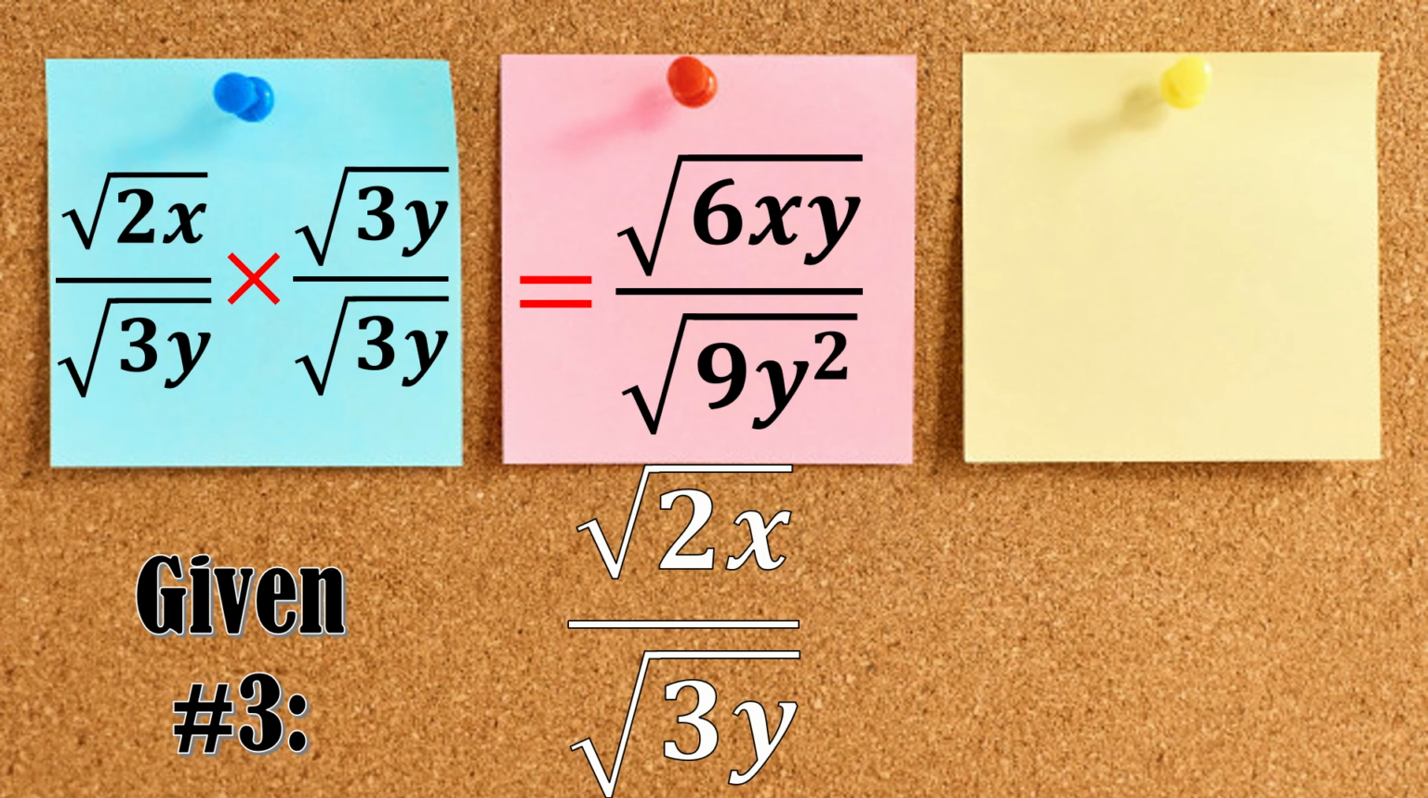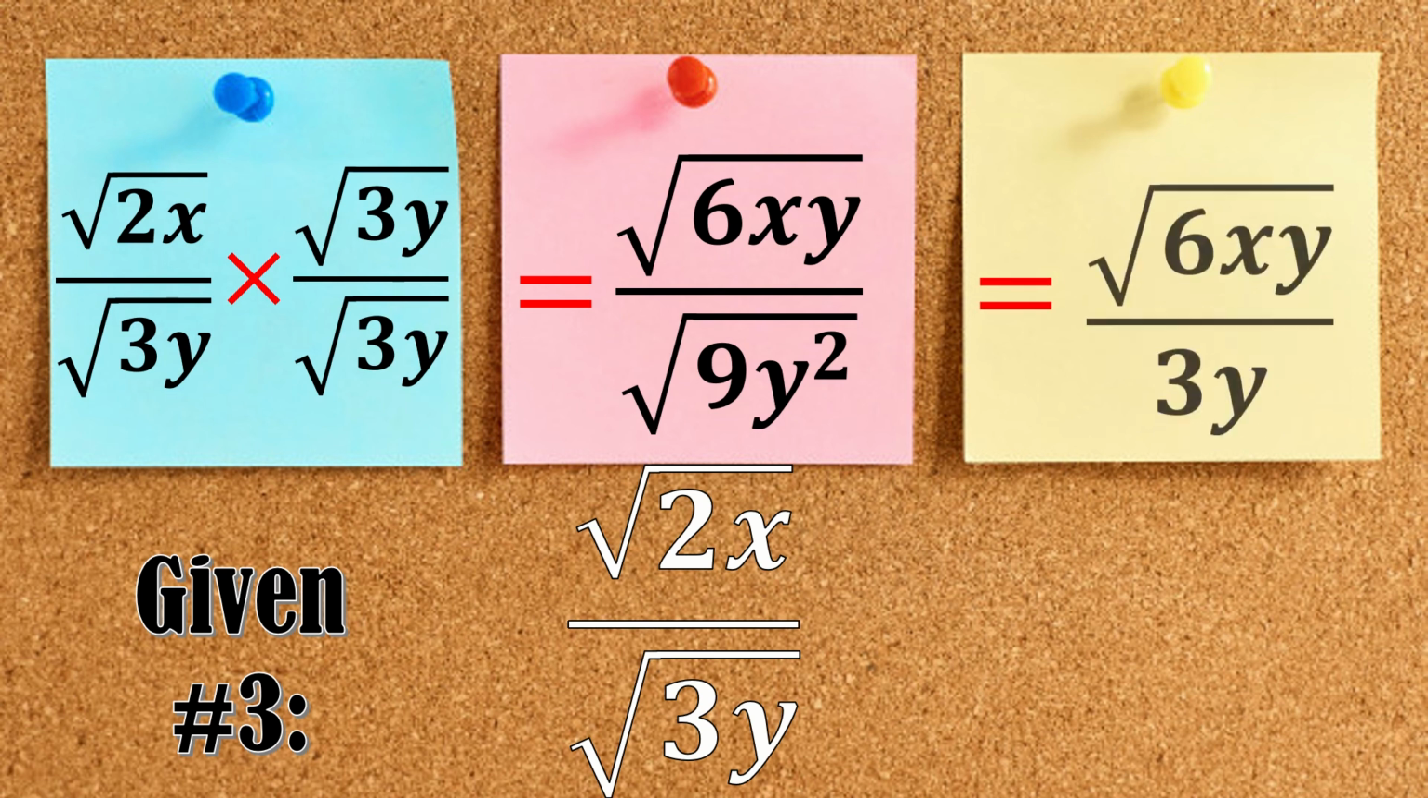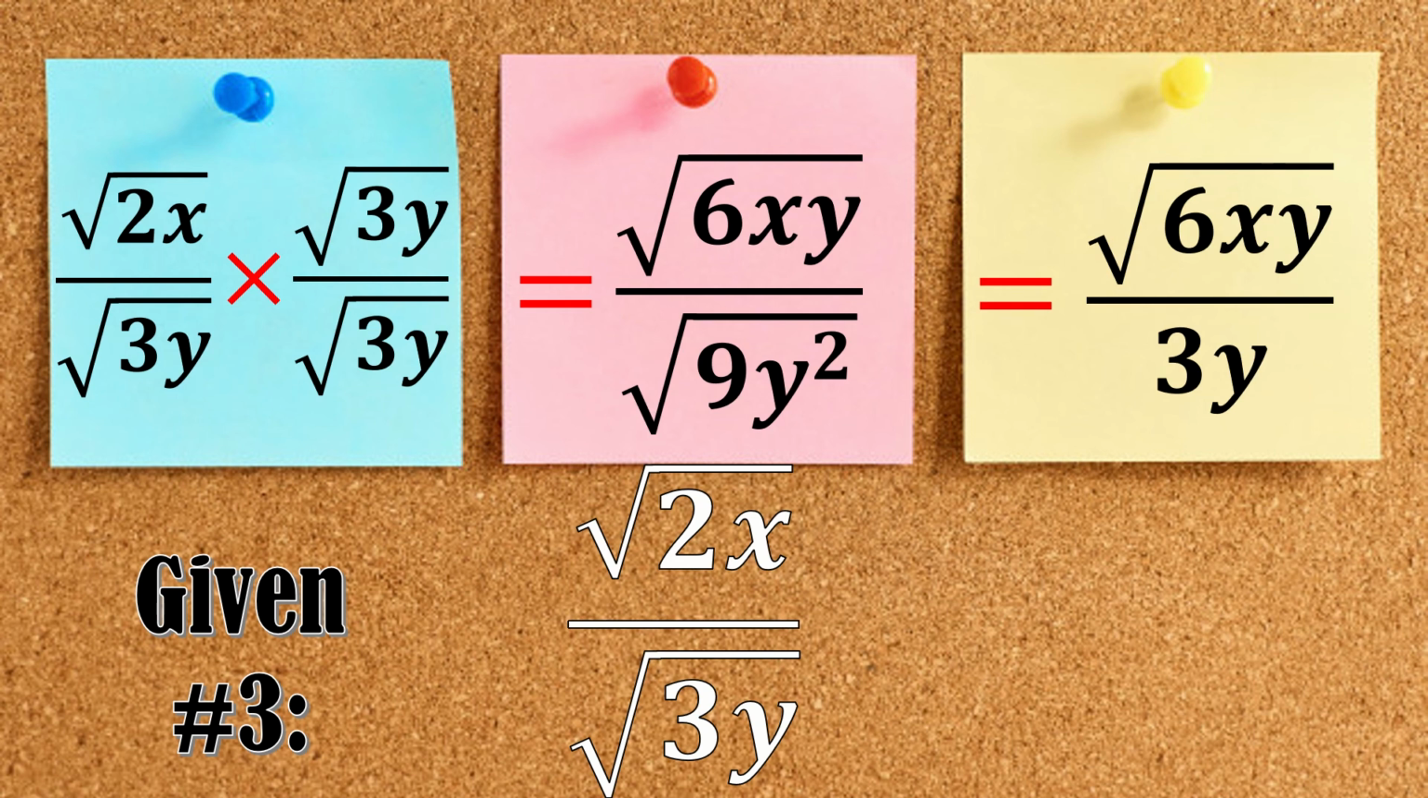Simplifying that, square root of 6xy is already simplified, so we just need to copy that. And then square root of 9 is 3, and square root of y squared is y. So, for that, we have square root of 6xy all over 3y.